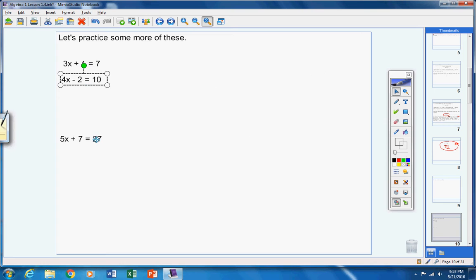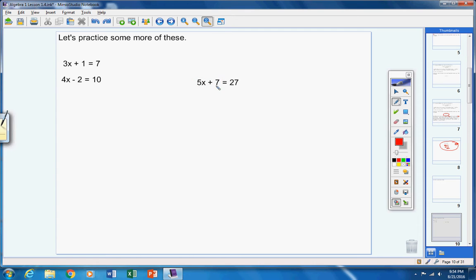Maybe you can pause the video and try this one on your own, then turn it back on and see how you do, okay? That's up to you. You can work with me, or you can pause the video and try it on your own. But please copy this in your notes, and here we go. Okay, we want this entire side right here to equal what? 27.